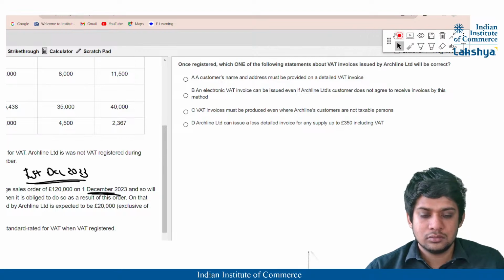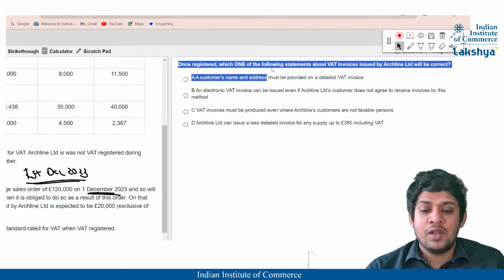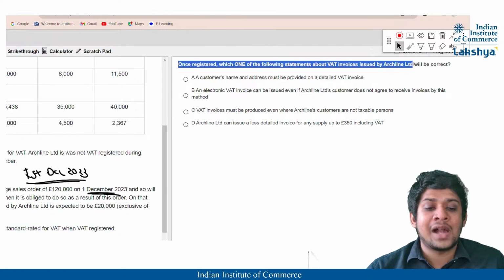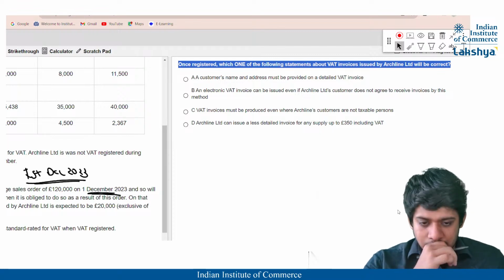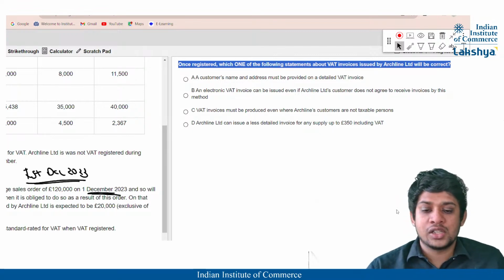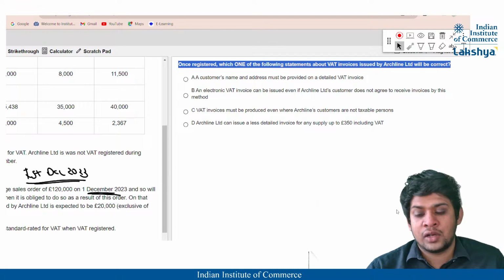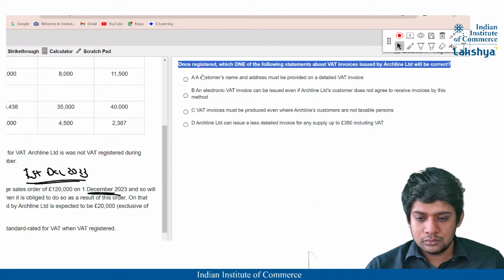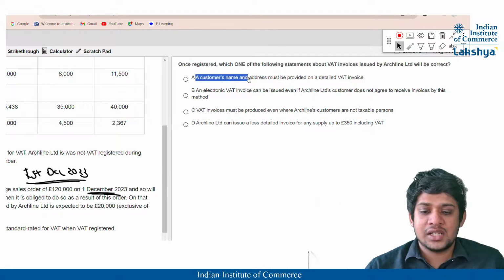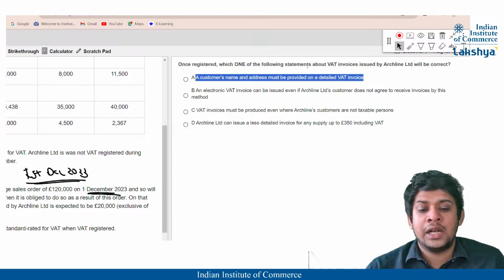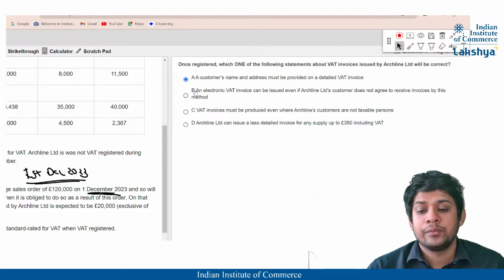Once registered, which one of the following statements about VAT invoices issued by Archeline Limited will be correct? Okay, so once they have registered, what will be correct for them? A customer's name and address must be provided on the detailed VAT invoice. Obviously, that will be there. So option A is correct.